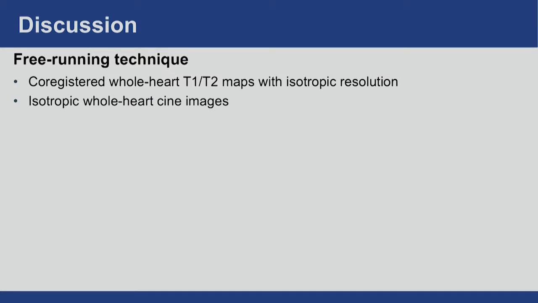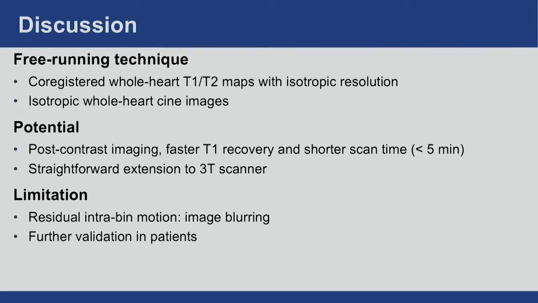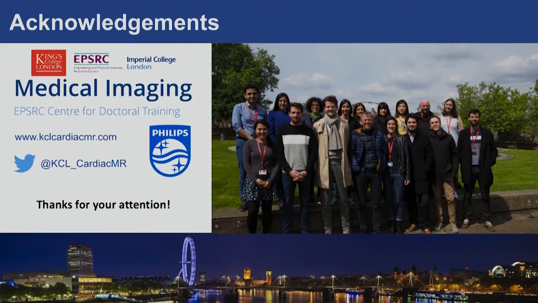So in conclusion, we have proposed this free-running technique to generate co-registered T1, T2 maps and isotropic whole heart Cine images in a single acquisition. And this sequence can be used for post-contrast imaging also, and the scan time can be reduced to within 5 minutes. Due to the residual respiratory and cardiac motion, it will cause image blurring. So this technique needs further validation in patients to test its ability to detect cardiovascular disease. And thanks for your attention.